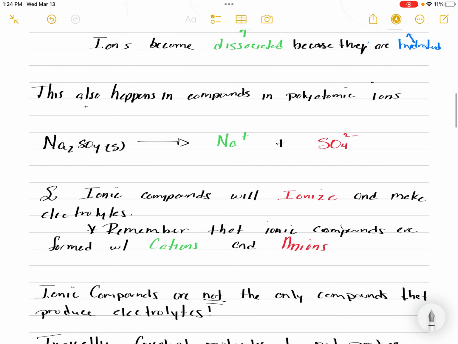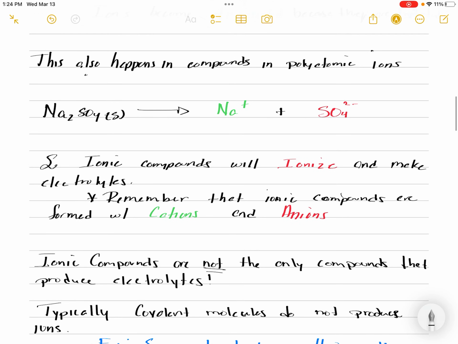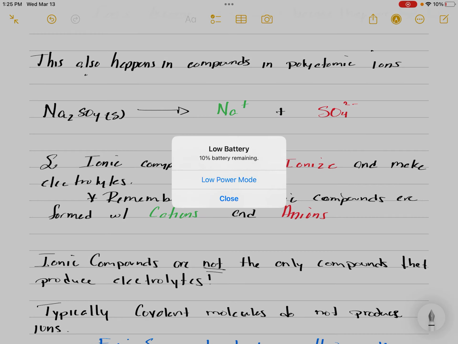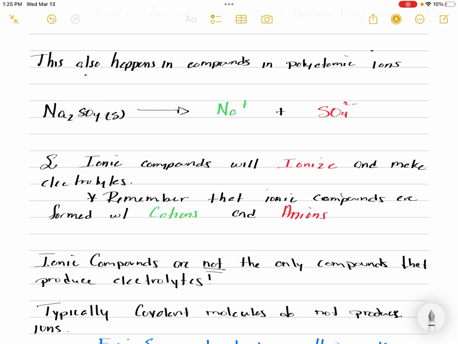Now, feel free to pause this if I'm going kind of fast because I'm trying not to make a long video. Ionic compounds are not the only compounds that produce electrolytes, right? Now, typically, covalent molecules don't produce ions because that's not how they bond, right?